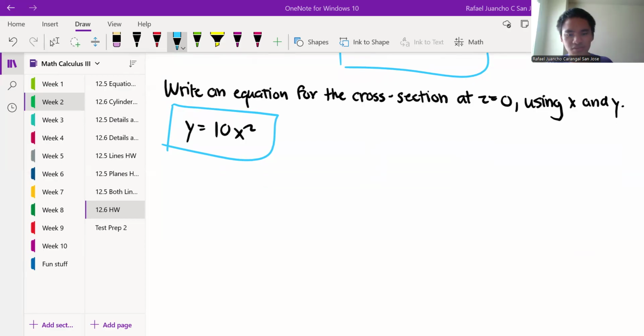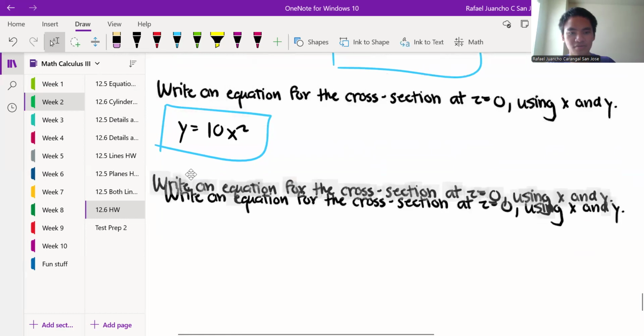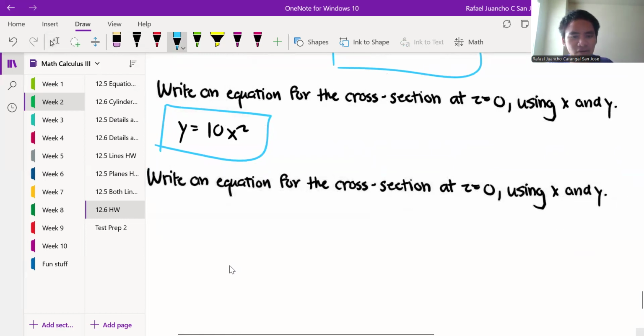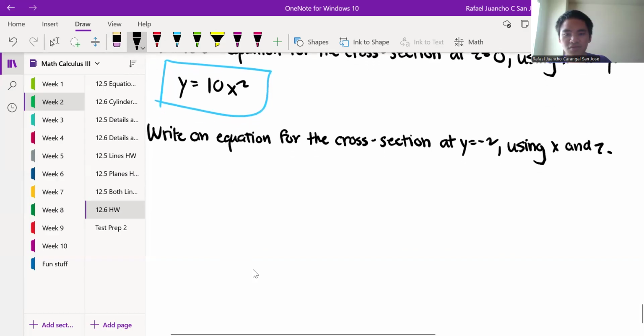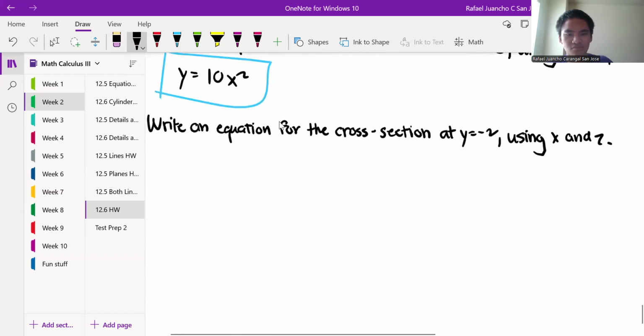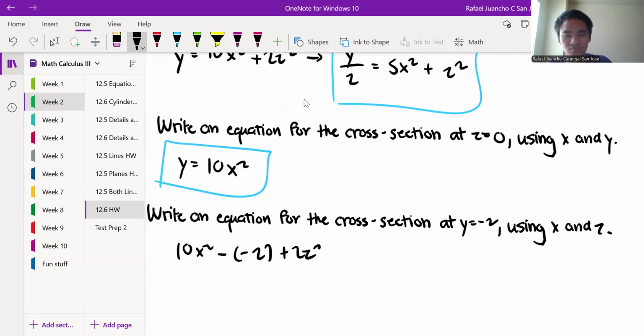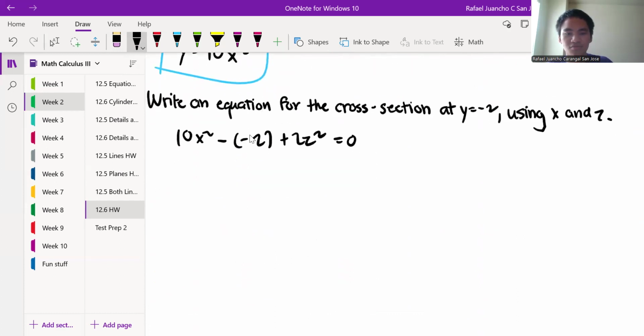Okay, let's do the same thing, but this time let's do it for y, I think. Y is negative 2 using x and z. So if my y is negative 2, I just, again, plug it in this original. So 10x squared minus negative 2 plus 2z squared equals 0. So this is plus 2.